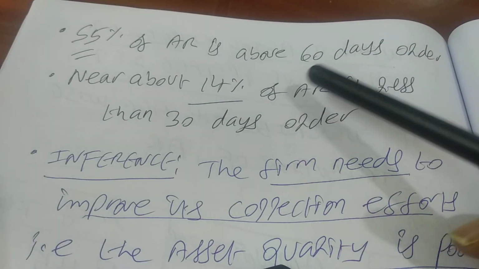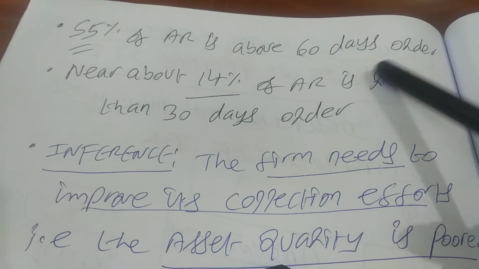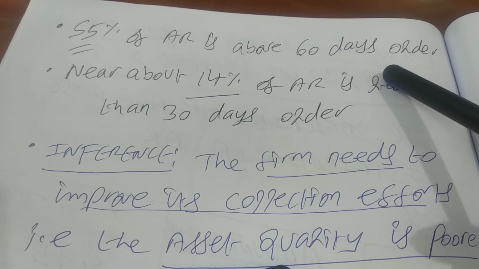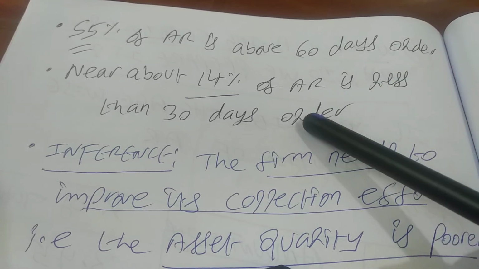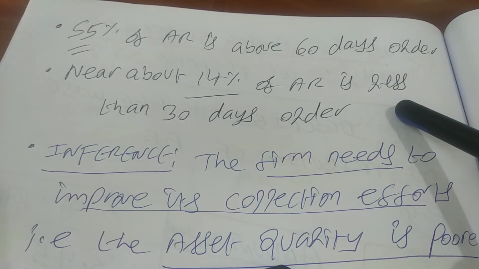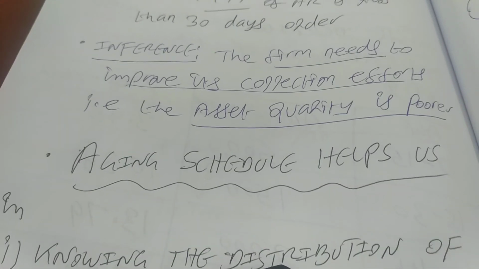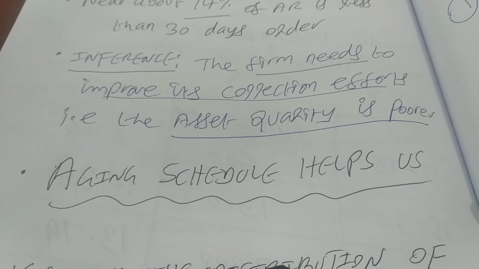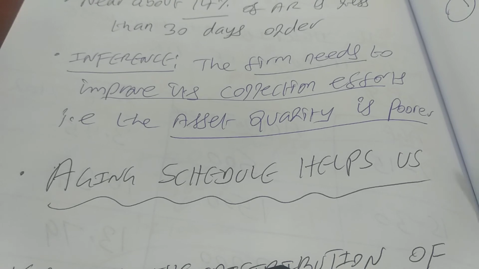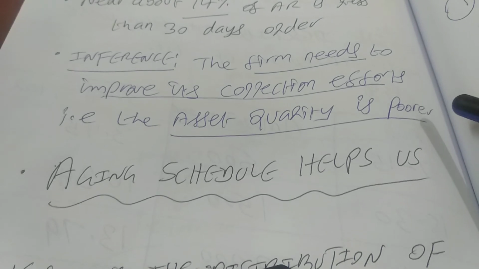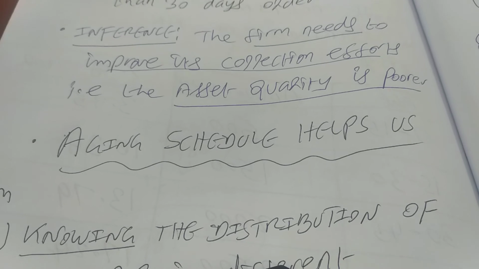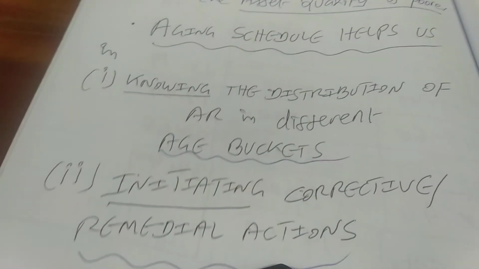So 55% of accounts receivable is older than 60 days, whereas nearly 14% of accounts receivable is less than 30 days old. So the inference is the firm needs to strengthen its collection efforts, and its asset quality is presently very poor, right?